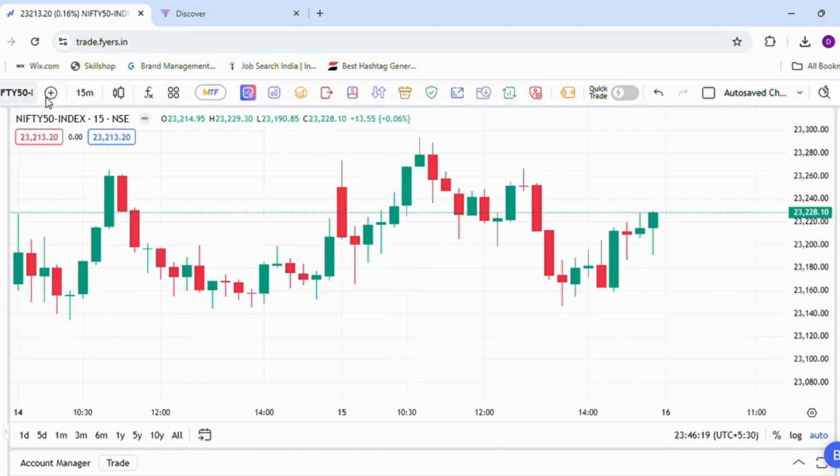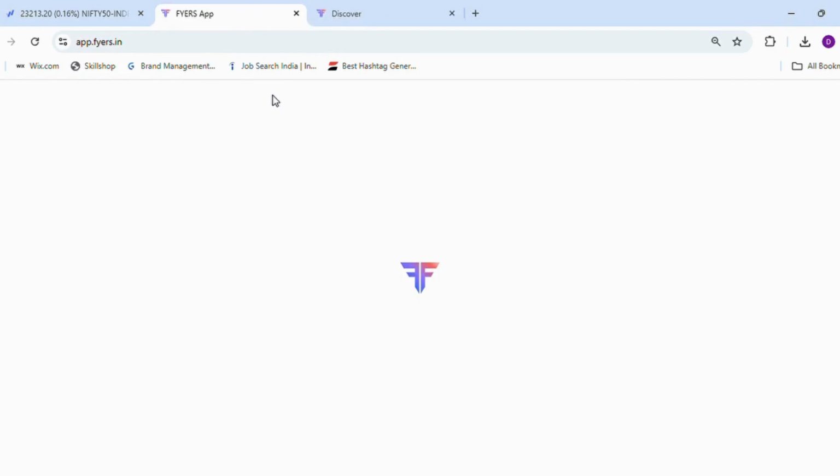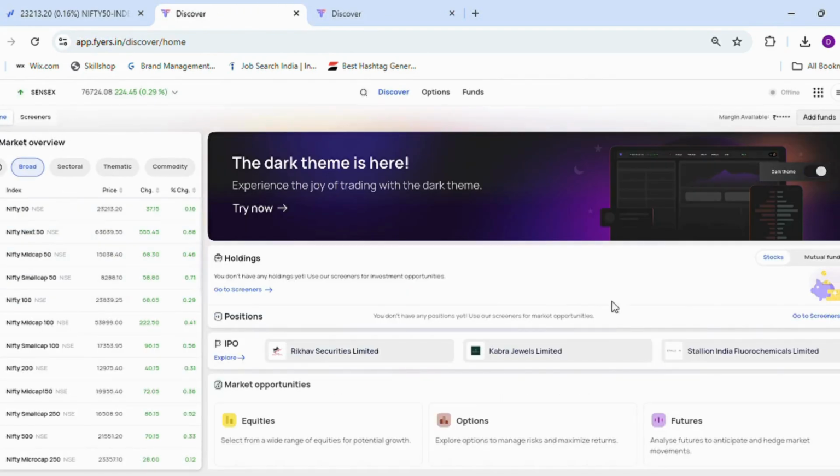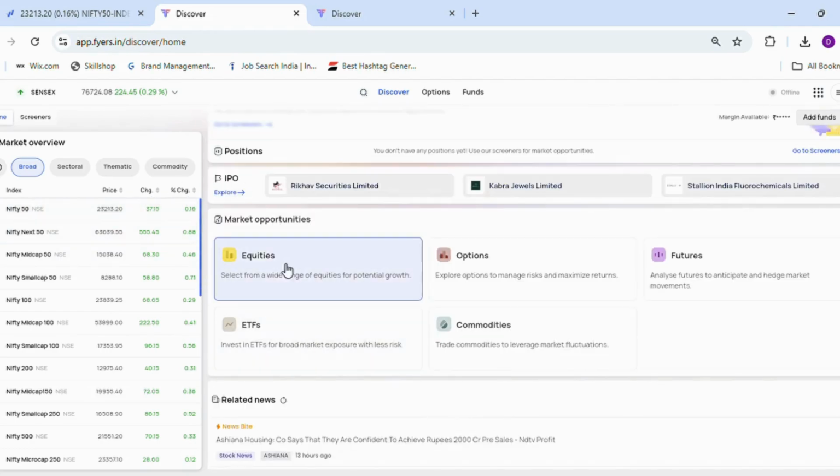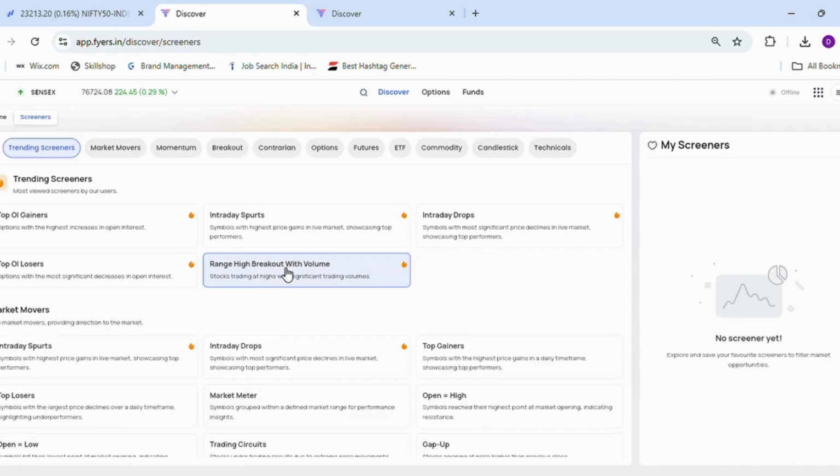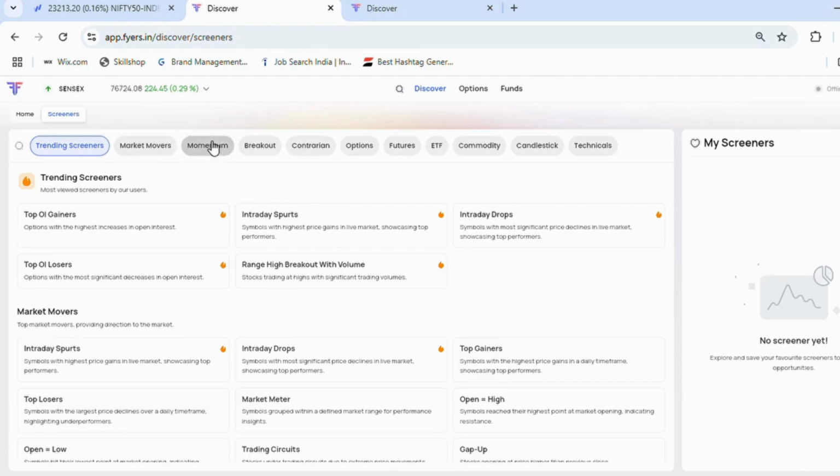So first let's log into the FYERS platform. Here I've already opened the FYERS platform. Let's go to the Discover section. We have opened the Discover section and now let's go to the screeners. Here we have opened the screeners bar. When you look at the screener section, you can see many kinds of screens like breakout, movers, momentum screens, breakout contrarian, candlesticks and technicals. These are the screens which are used for equity screening.